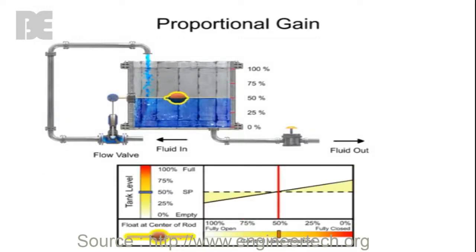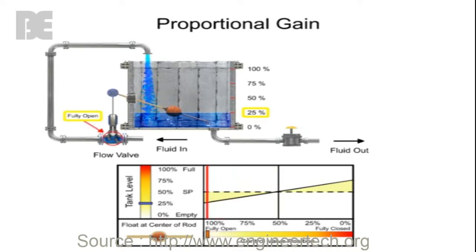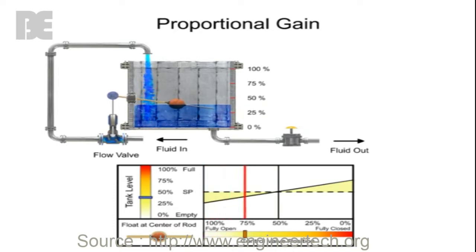Positioning the float to the midpoint of the bar increases the gain. The valve fully opens when the level drops to 25% and fully closes when the level rises to 75%.